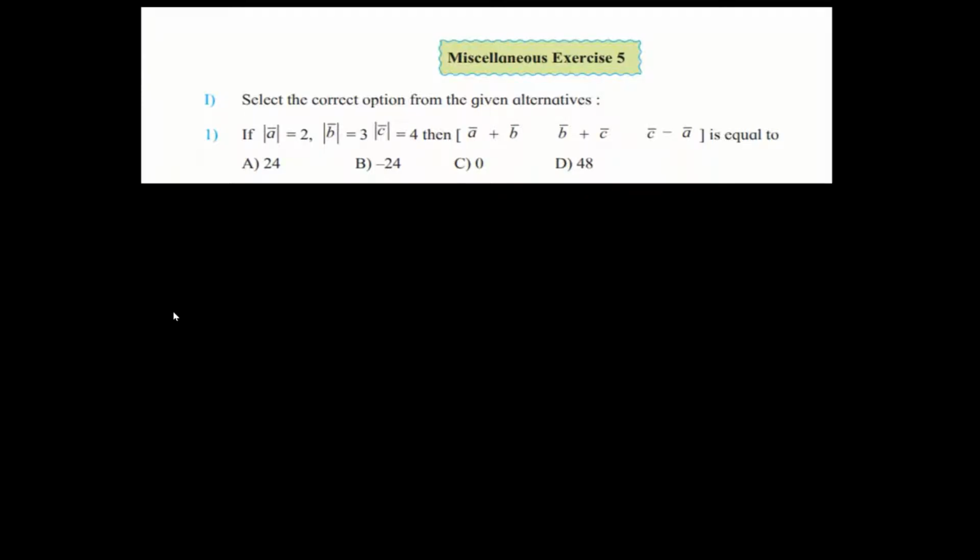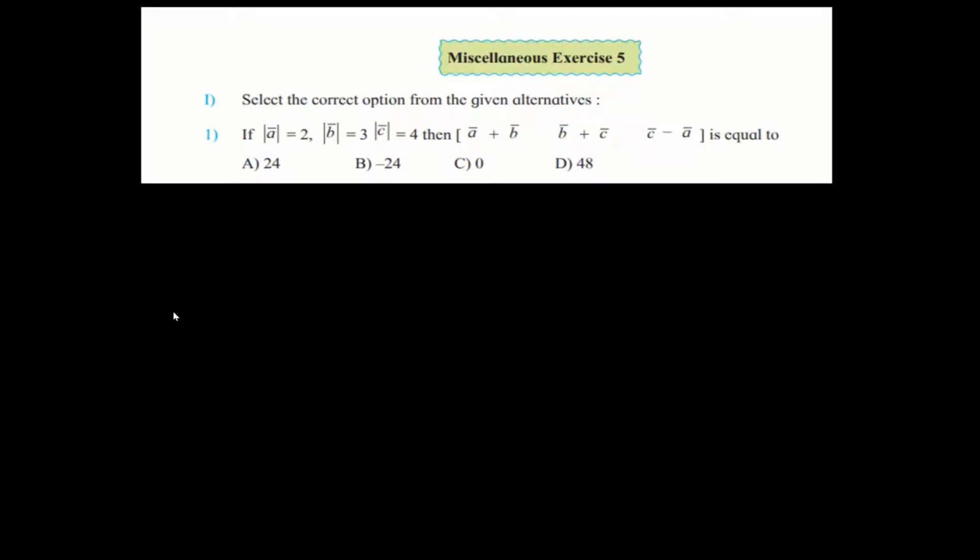Hello students, in this lecture with respect to chapter 5, we are going to go through the multiple choice questions given in miscellaneous exercise 5. That is question number 1 of miscellaneous exercise 5, which is: select the correct option from the given alternatives.